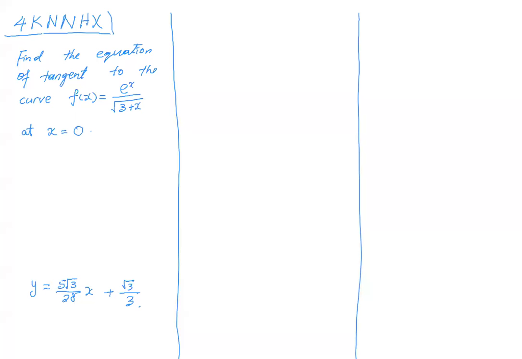We follow the step that when we want to find the equation of tangent, first of all, we must get the gradient function first, correct? So our u is e to the power x, v is square root of 3 plus x. Okay, so we differentiate first. So this is e to the power x times 1. Okay, for exam, you don't have to write this step, if you know how to straight away use it.